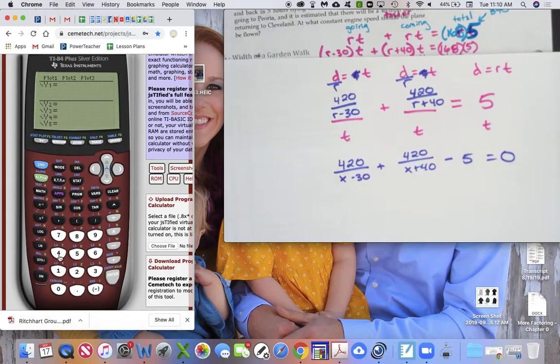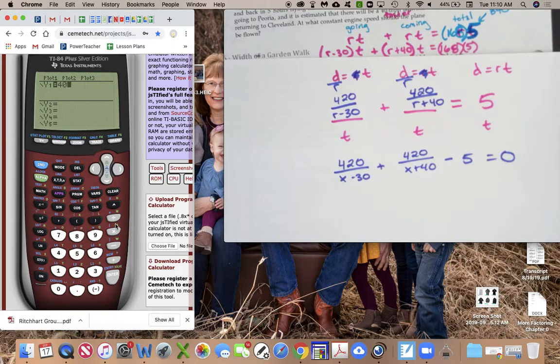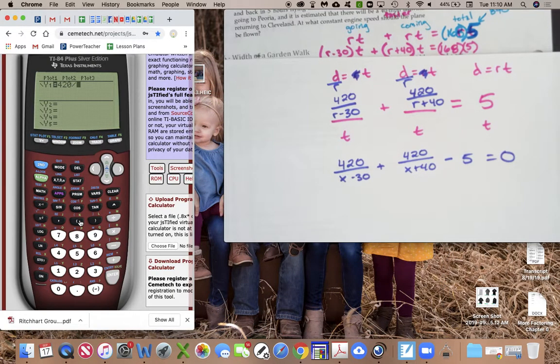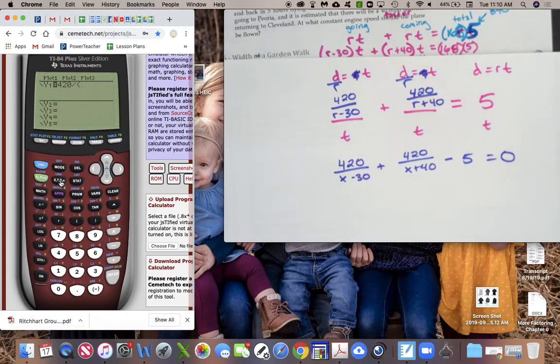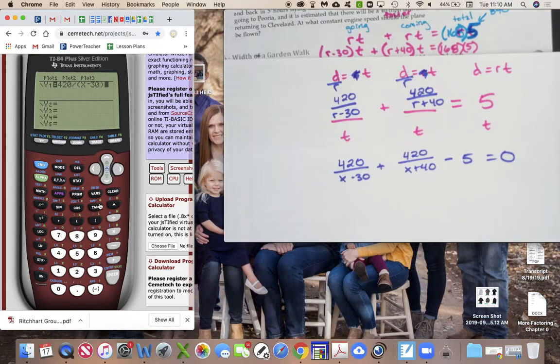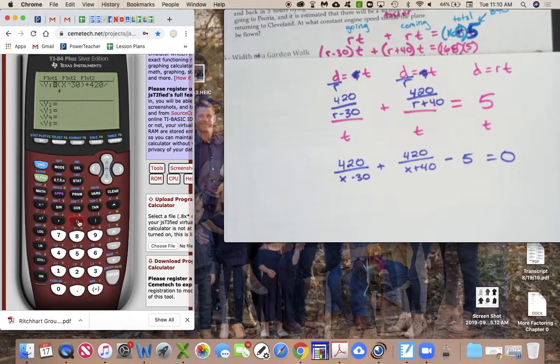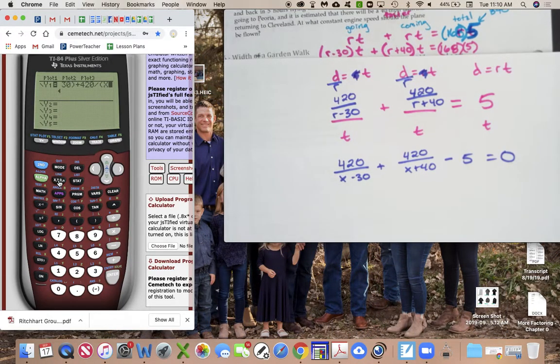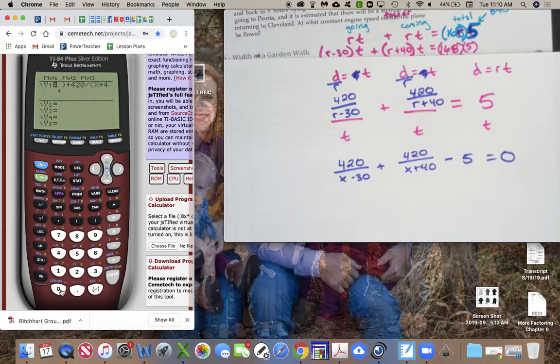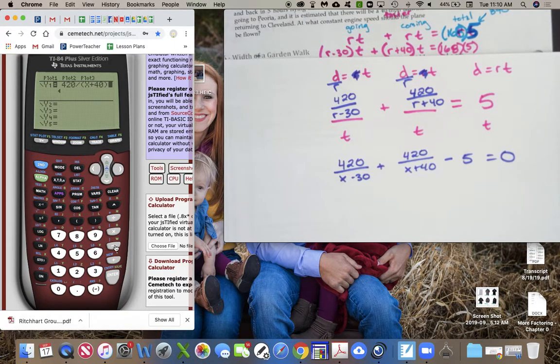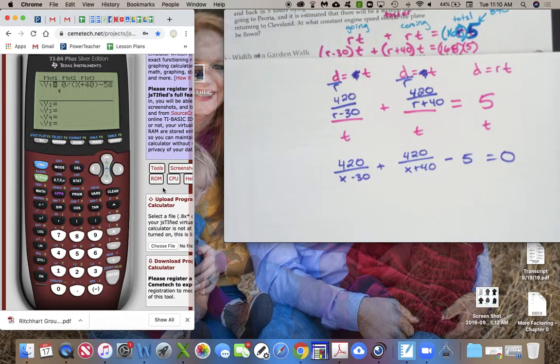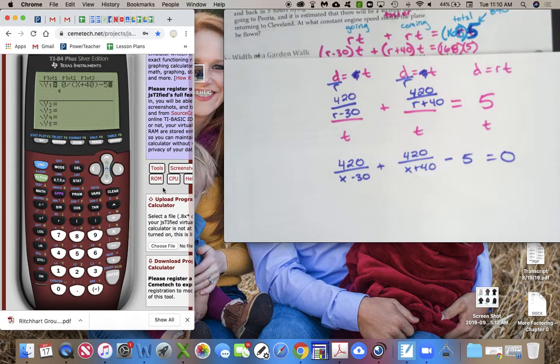Clear. All right. Now, when you type this in, put it in parentheses: 420 divided by parentheses x minus 30, plus 420 divided by x plus 40. Just do x, that's the only variable the calculator recognizes. So minus 5. Everything's on one side; I set it equal to 0.